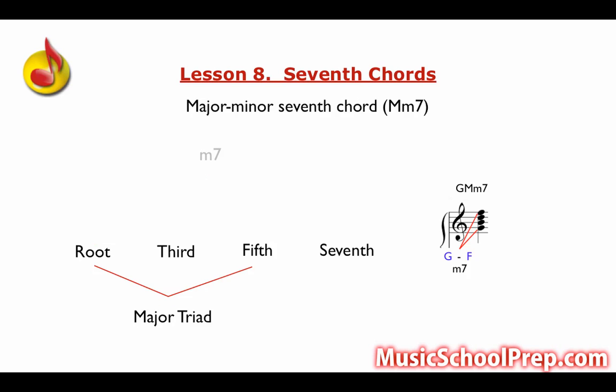A major triad with a minor seventh between the root and seventh is called a major minor seventh chord. In this example, the minor seventh interval between the G and F is outlined for you.